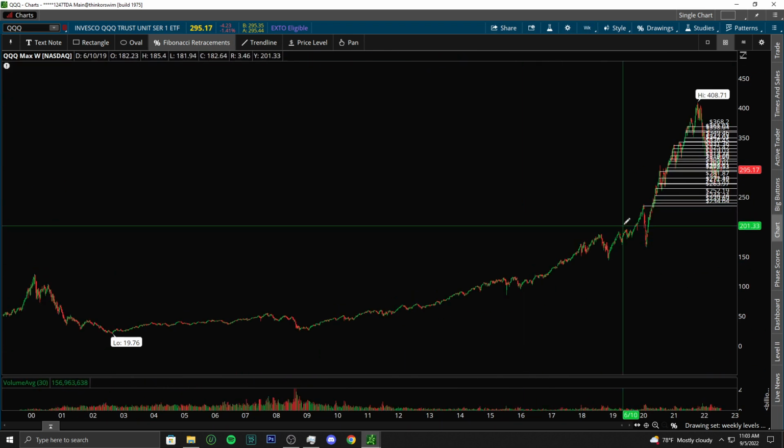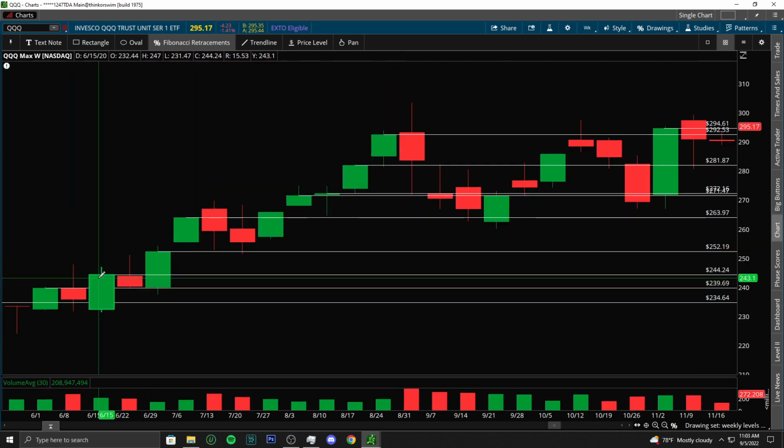But let's go back to the weekly. It looks like I have a bunch of wide ranges that we need to handle. So there's one here.